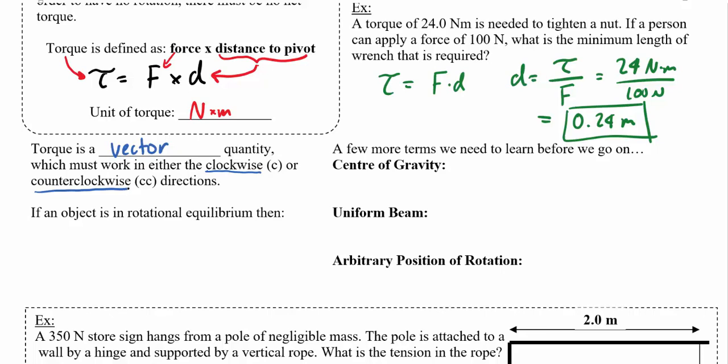And so if an object is in rotational equilibrium, what we say is the sum of all torques must be 0. Or, put another way, the clockwise torque has to equal the counterclockwise torque. Now, there's a few terms here that we're going to have to get used to when we talk about systems that are potentially rotating. And the first one here is a little bit strange.